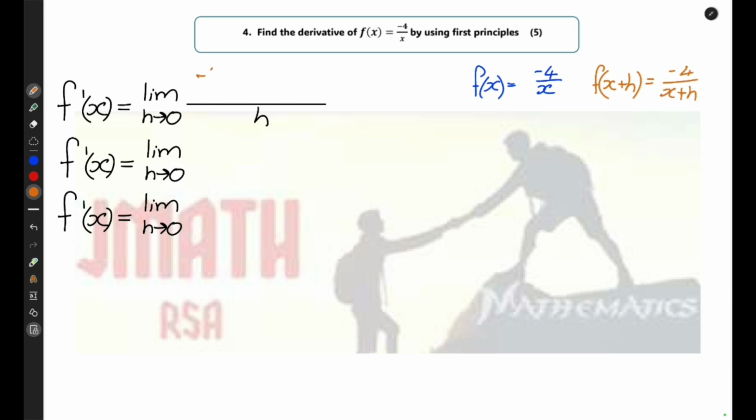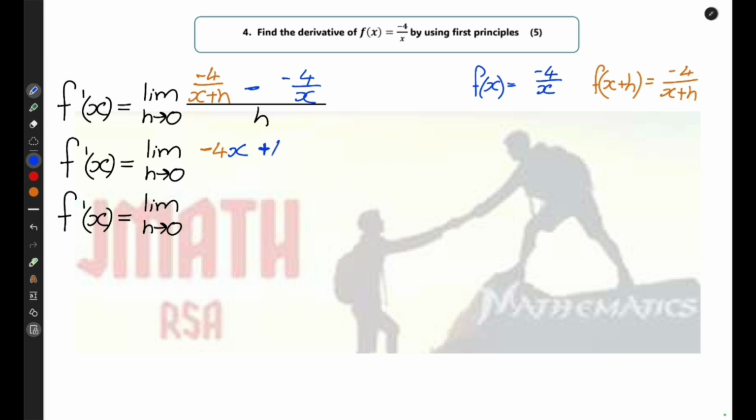Okay, I'm going to start my first principles with that orange function, and then I'm going to say minus 4 over x, so minus the original, and now I need to LCD. So I can see my LCD is going to be x, and then x plus h in a bracket. Please don't say, oh, there's already an x, so I don't need to multiply. Doesn't work like that. So the minus 4, I need to multiply by the x on the blue side.